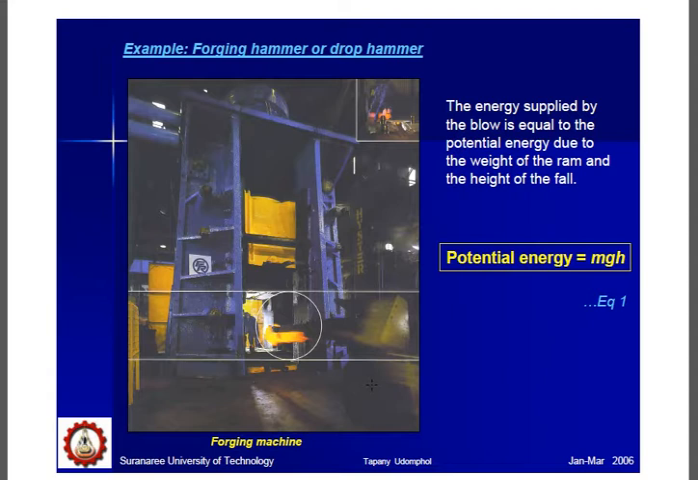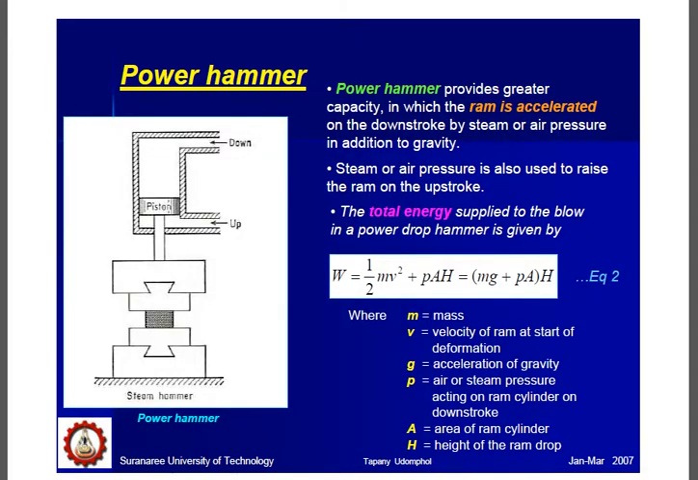The energy supplied by the blow is equal to the potential energy due to the weight of the ram and the height of the fall. Potential energy is equal to mgh. Here the hammer is a higher-capacity type in which the ram is accelerated on the downstroke by steam or air pressure in addition to gravity. Steam or air pressure is also used to raise the ram on the upstroke.